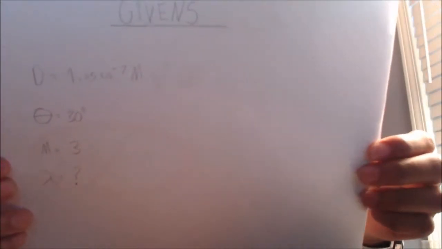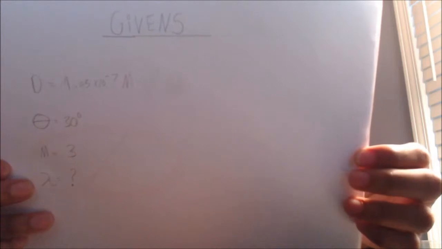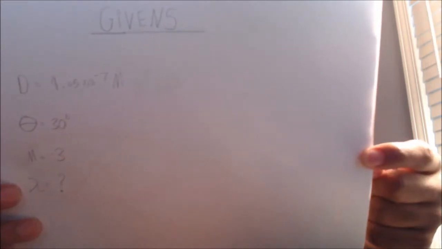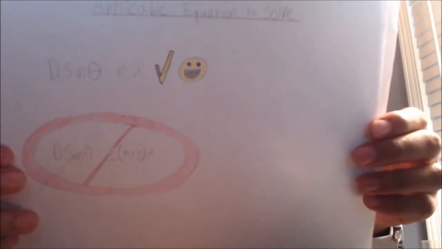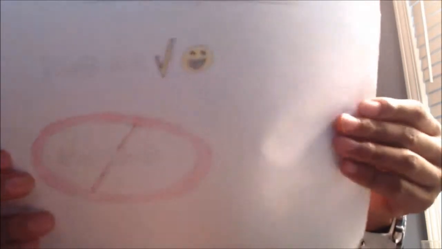Given: D is equal to 9.05 times 10 to the negative 7th meters, theta equals 30 degrees, M is 3, and lambda is what we have to find. The applicable equation to solve is D sine theta equals plus or minus M times lambda.